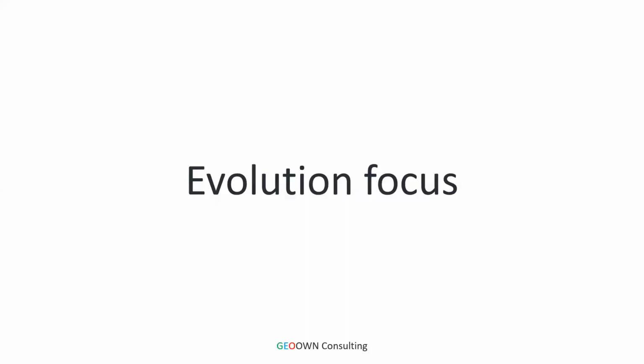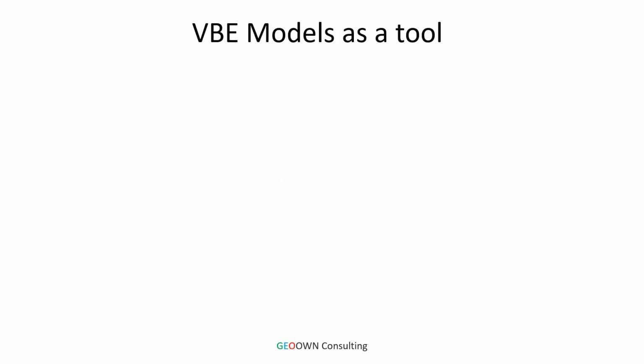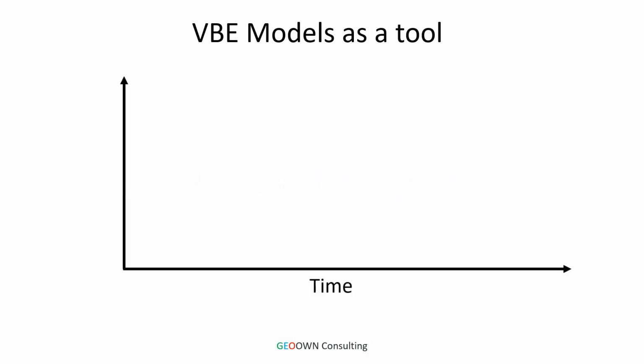Welcome again. In this video, we look at the evolution focus of your business and the VBE model. VBE models can be used as a tool to look at which direction your business is heading in and what changes you need to make to your VBE model. On the x-axis is the time scale and on the y-axis is the VBE value scale. A VBE curve looks something like this, which has an ascending value with time and then a descending value.